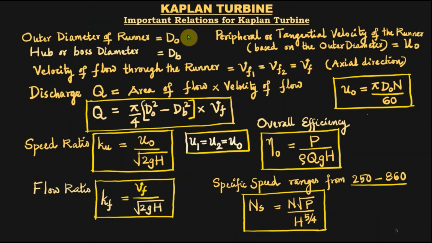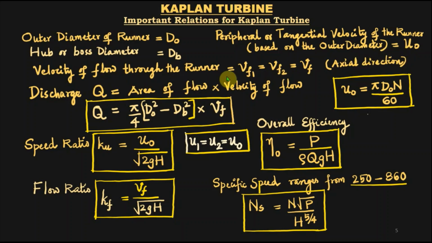Now, important relations for Kaplan turbine. While solving numerical problems, you have to keep these relations in mind. As I have shown you in the earlier diagram, the outer diameter of the runner is denoted by d naught, and hub or boss diameter is d suffix b. The peripheral or tangential velocity of the runner based on the outer diameter, or what you can say is the tangential velocity at the outside tip of the runner blade, is denoted by u naught.